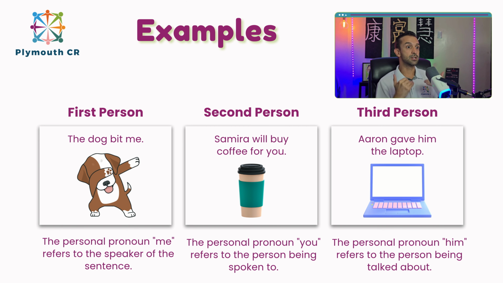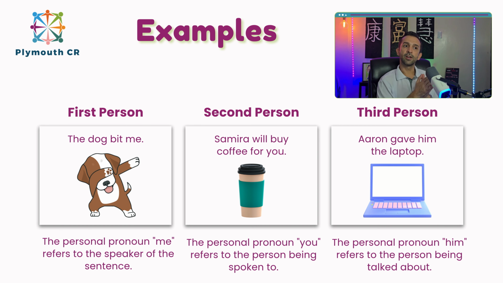Now, the second one, Samira, subject of the sentence, will buy coffee for you. You are receiving the action. So that is the object pronoun. Samira is the subject, which is not a personal pronoun, a proper noun is a name. And you are receiving the action of getting the coffee that someone else would get for you.